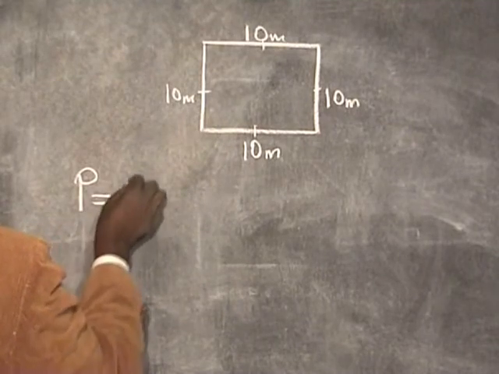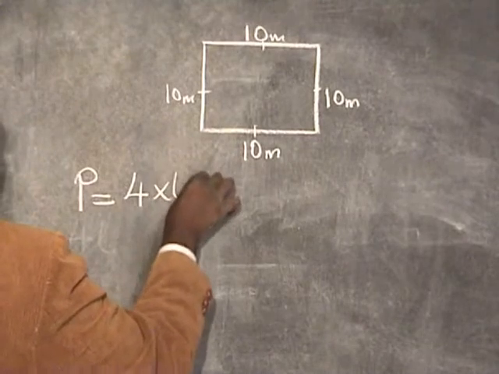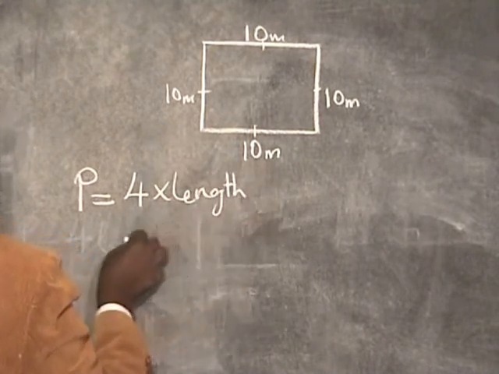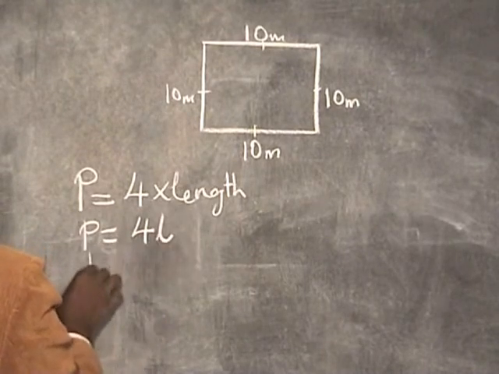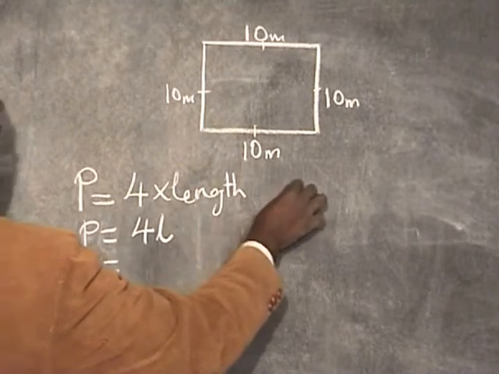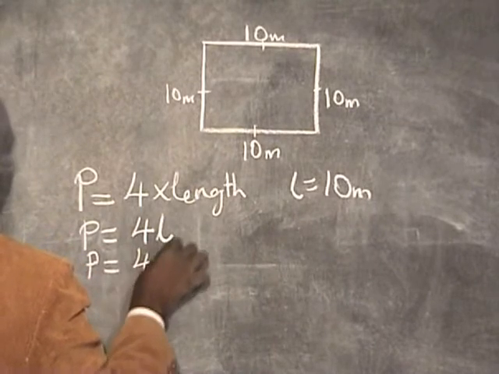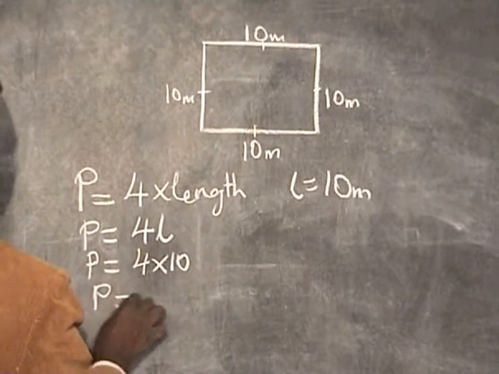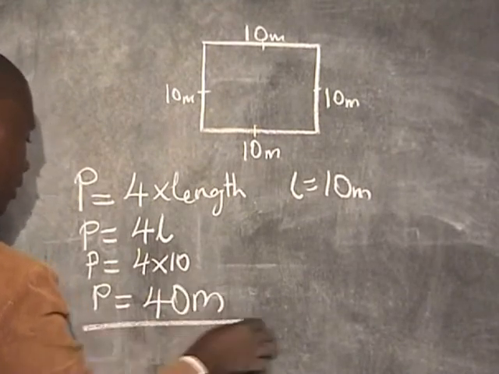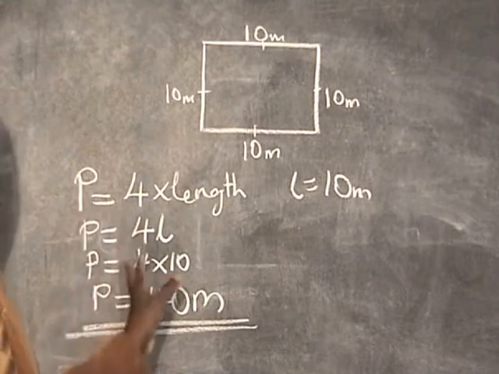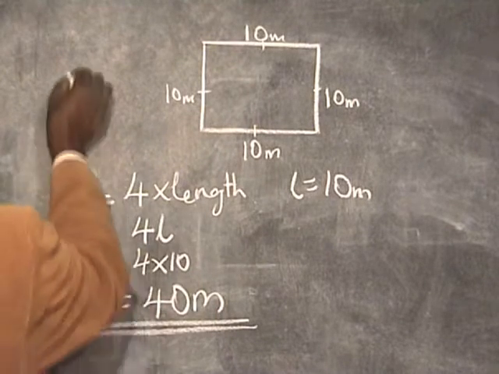So perimeter represented by that, it has got four lengths. So it is 4 multiplied by length. So perimeter is equal to 4L. And the perimeter is equal to, where L in this regard is equal to 10 meters. So this is going to be 4 multiplied by 10. And this way, perimeter is going to be 40 meters. I'm sure that is seen. That is the perimeter for this shape, the total distance around this shape, which is said to be a square.